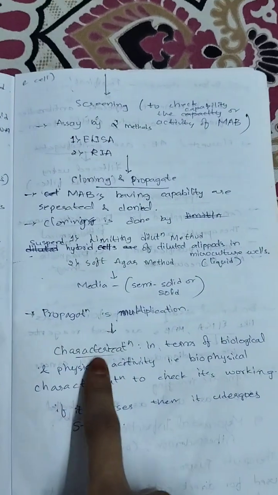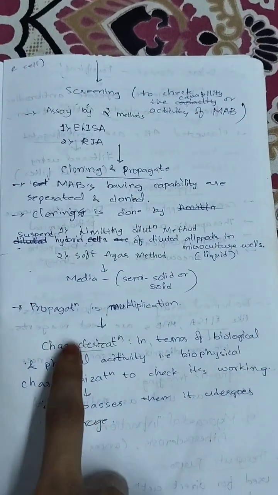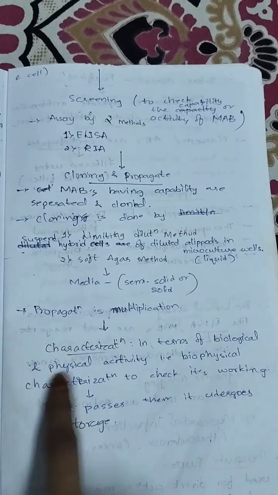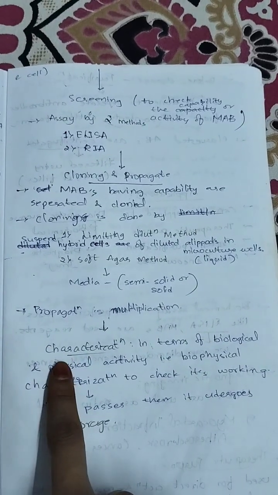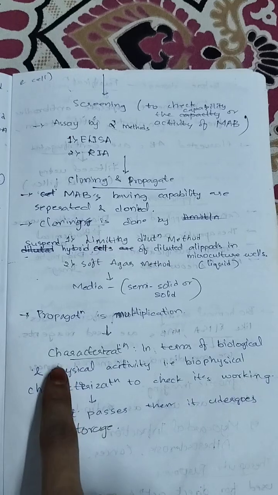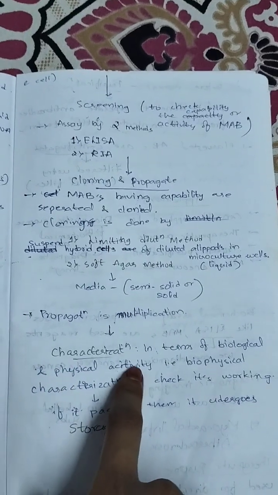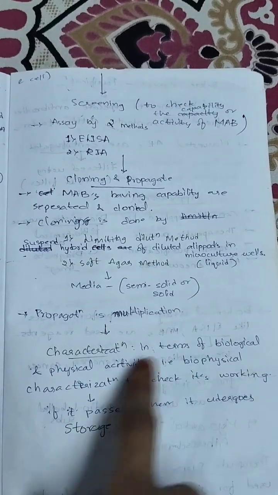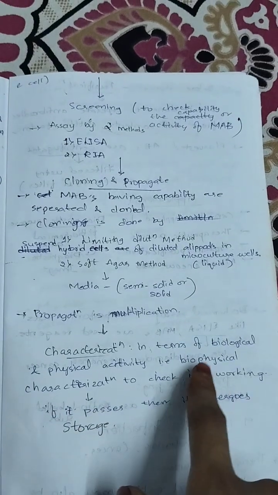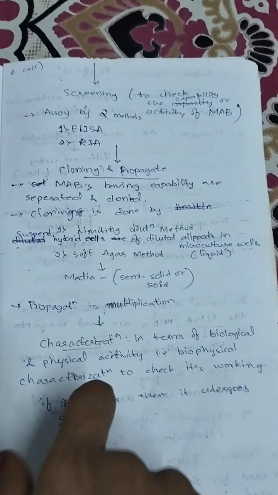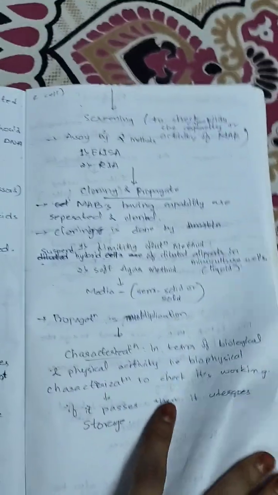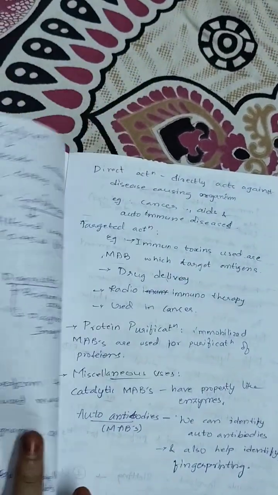After that, characterization of MABs is done. Characterization is done in terms of biological and physical activity. So biophysical characterization is done to check its working. If it passes, then it undergoes storage. This is the process.